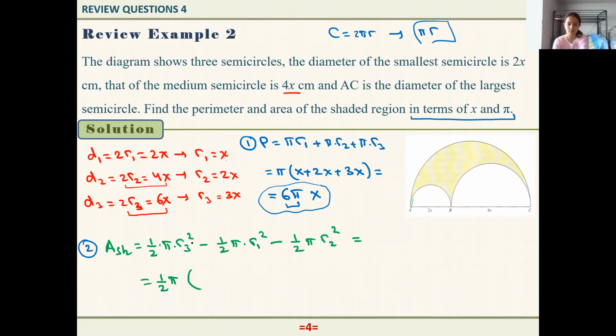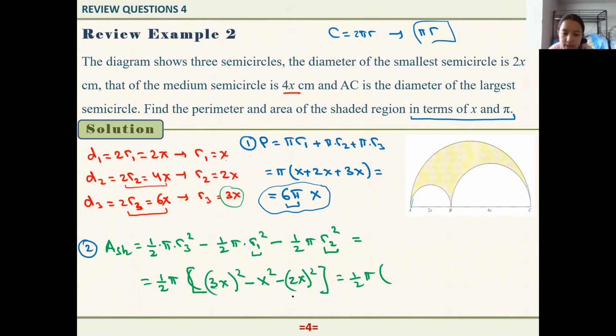What do we have here? r3 squared. What is r3? It is 3x, right? So let me just write it like this, 3x squared minus r1 squared. What is r1? It is x. Okay, x squared minus r2 squared. What is r2? 2x squared equals 1 over 2 pi. Shahina, what is 3x squared?